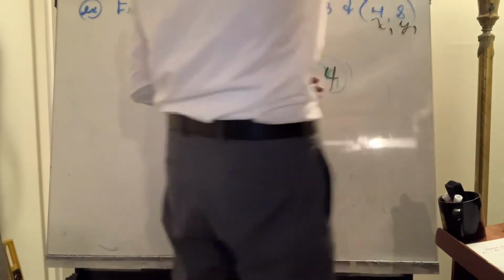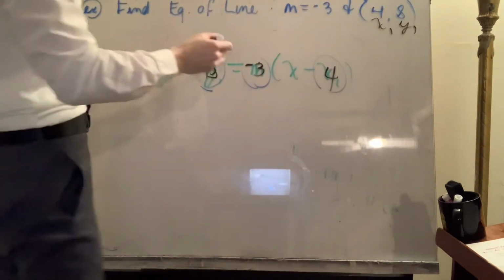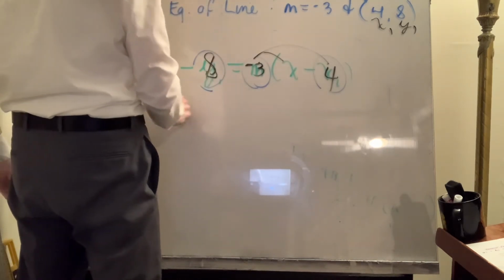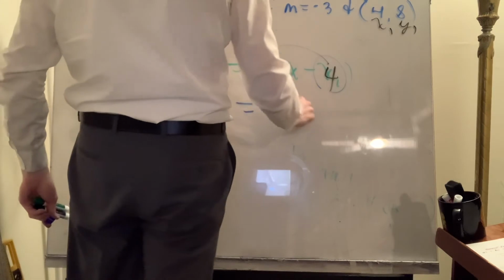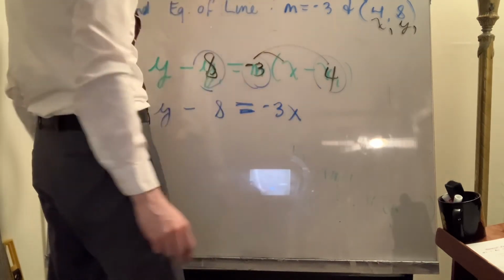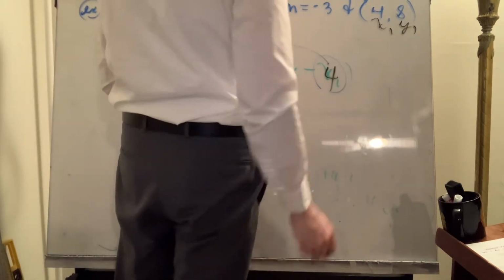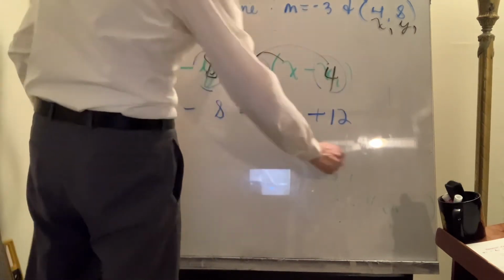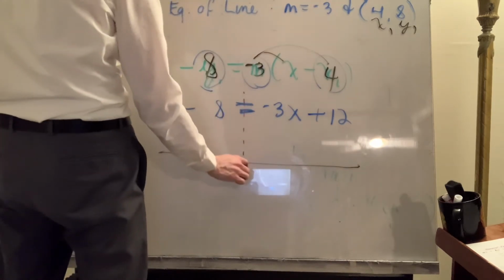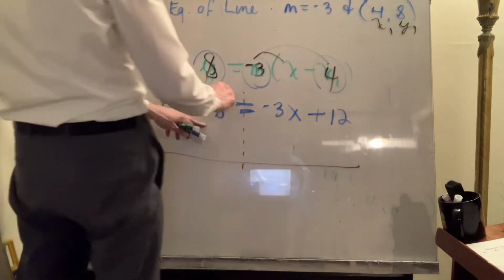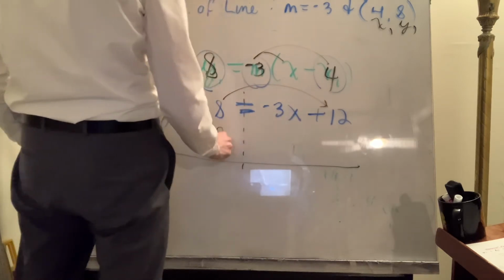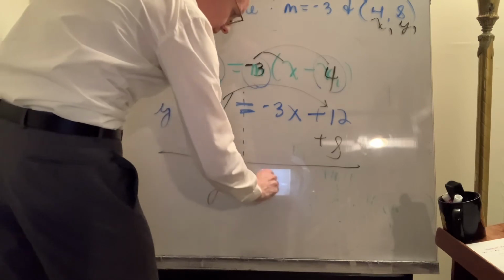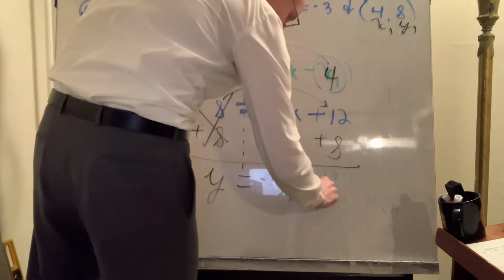I don't know what I was doing when I had that. Anyhow, distribute, and you end up with y minus 8 is equal to negative 3x plus 12. Again, build a little table. I'm going to move the 8 from here now over to there via opposite operation. There's a cancellation effect. y would be equal to negative 3x plus 20.